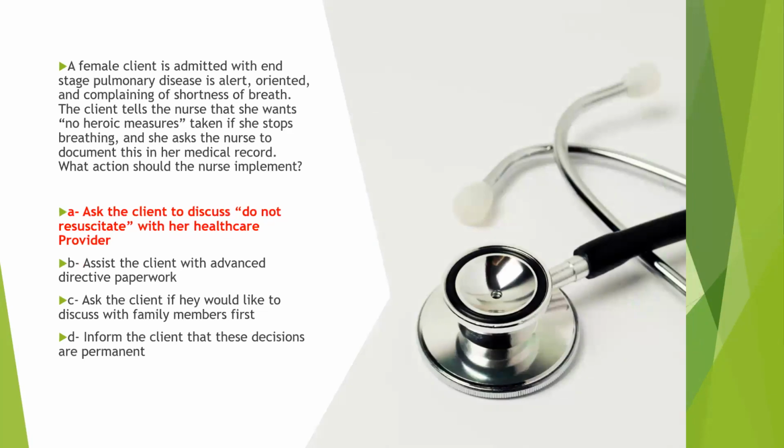So again, looking at what's going on with this patient, she's saying she doesn't want any heroic efforts. And it tells you she has end-stage pulmonary disease. She's alert, awake, oriented, and she's complaining of shortness of breath. She doesn't want to be saved, is essentially what she's saying. So the key part here is ask the client to discuss DNRs with her healthcare provider. That's very, very important to understand the wishes and respect the wishes of your client.